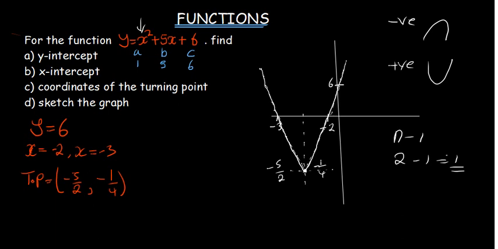But in the other case, let's say it was x to the power 4 or something like that, you just say n minus 1, which is 4 minus 1, giving you 3, meaning you have 3 turning points. Yeah, so that's how you go about answering that question.